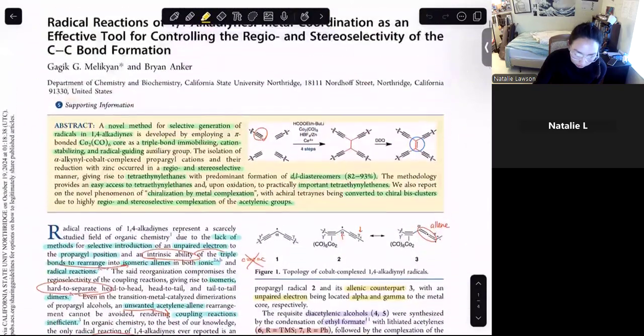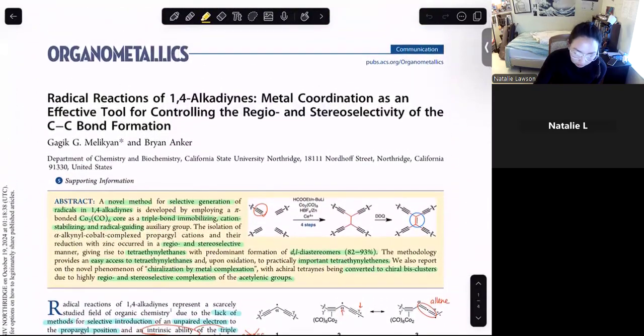So far, this is a paper by my professor, Gagik Melikyan, on the radical reactions of 1,4-alkadienes, metal coordination as an effective tool for controlling the regio and stereoselectivity of the CC bond formation. So the synopsis says that, maybe on this screen, I wonder if I can make it bigger.